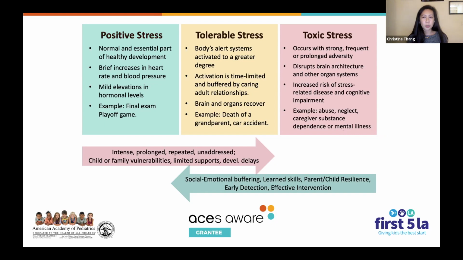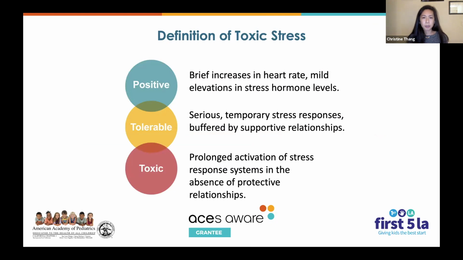And then on the far end, on the side that we look at the toxic stress in red, well, that occurs with your strong, frequent, or prolonged adversity. It's that disruption in your brain architecture and other organ systems, and you have that increased risk of stress-related diseases and cognitive impairment. So again, those examples that we recently just saw are the abuse, the neglect, the caregiver substance dependence, the mental illness. So this is where on one end you have that toxic stress. When we stack them all up against each other, it's a lot easier to see what exactly that difference is we're looking at. And it's really that prolonged activation of your stress response system, that absence of your protective relationships. This is really what makes that stressor particularly toxic.